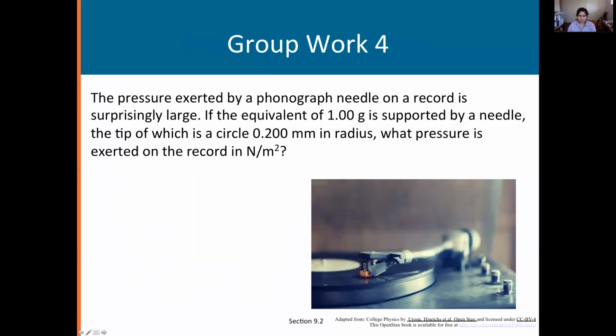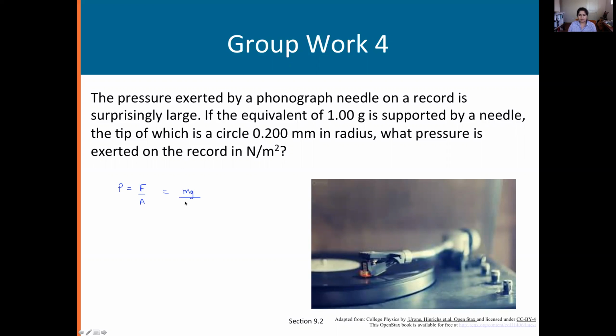Okay, let's do another simple problem on this pressure concept. The pressure exerted by a phonograph needle on a record is surprisingly large. So there's a needle in there that we can't see, that creates a pressure on this record, okay? If the equivalent of 1 gram is supported by a needle, the tip of which is 0.2 millimeters in radius, what is the pressure exerted on the record in newtons per meter squared? So my pressure, let's start with the definition. So maybe force per unit area. What's generating the force? The pull of gravity. So m times g is my force.